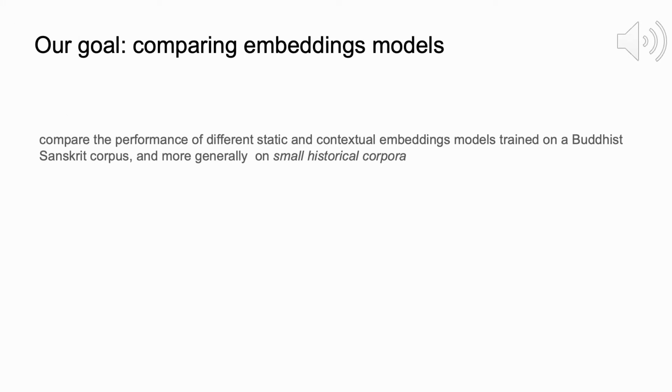The goal of this study is to evaluate the performance of different word embedding models on a historical corpus of Buddhist Sanskrit literature. This is important for us as it paves the way for practical application of these models in Buddhist Sanskrit lexicography later down the line, but we hope that our results will also prove useful to other scholars working with historical corpora of relatively small size.